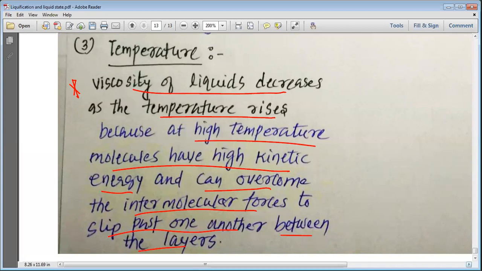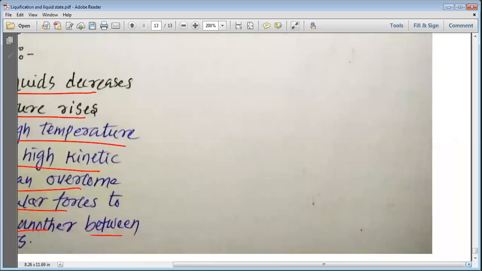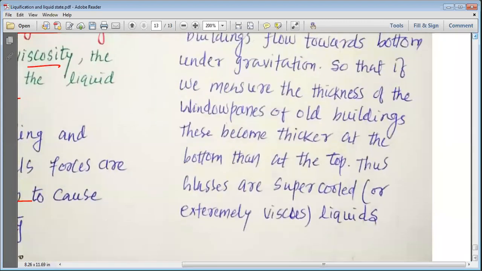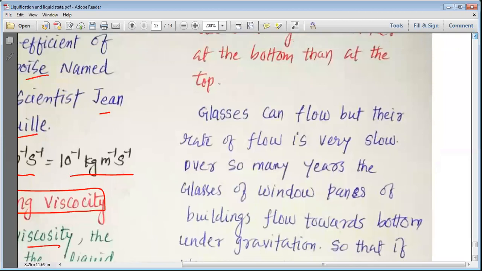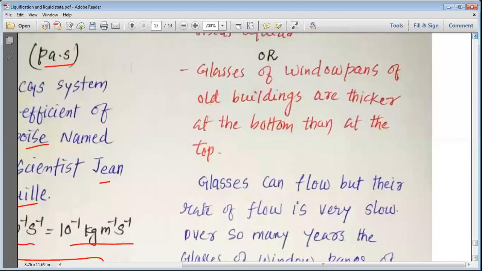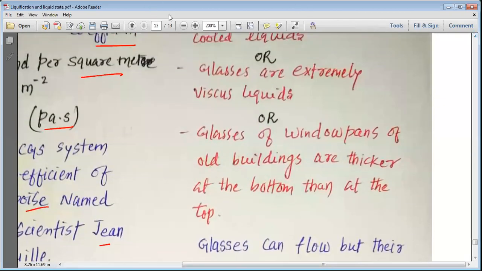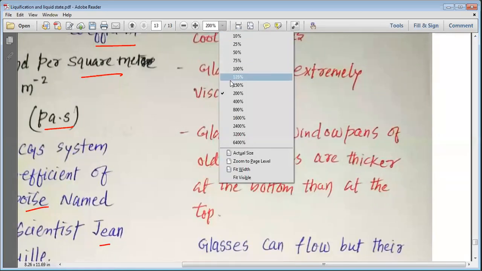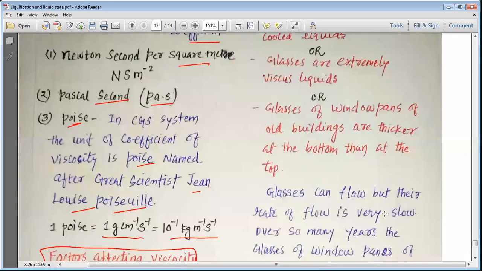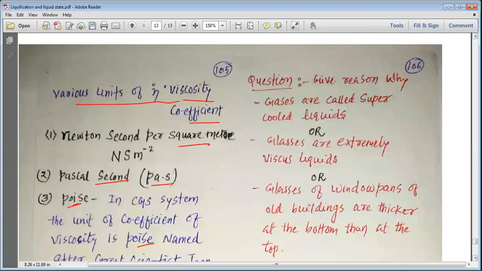Viscosity of a liquid decreases because the kinetic energy increases, and that is why the particles start moving faster. And as the particles start moving faster, the intermolecular forces of attraction can be overcome easily, and that is why the viscosity decreases.